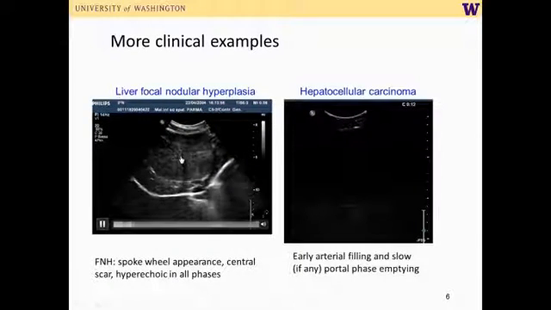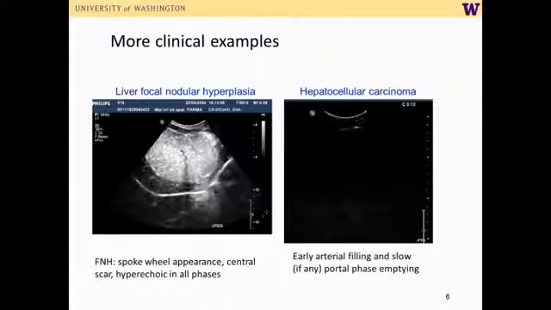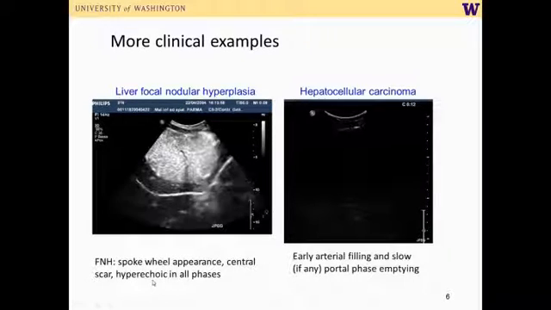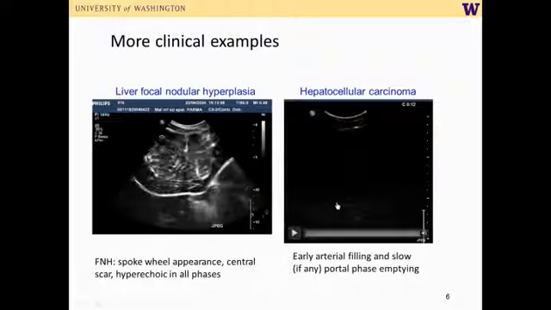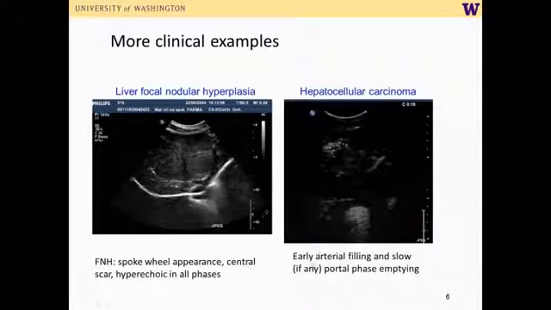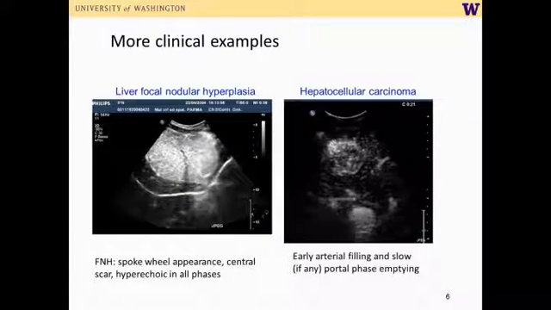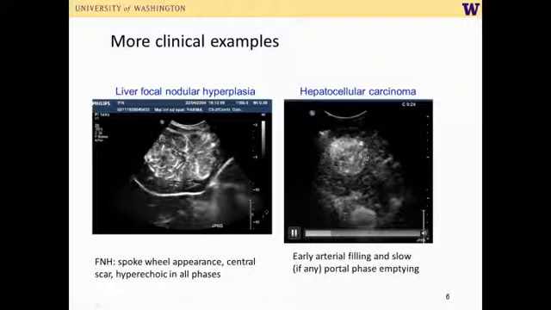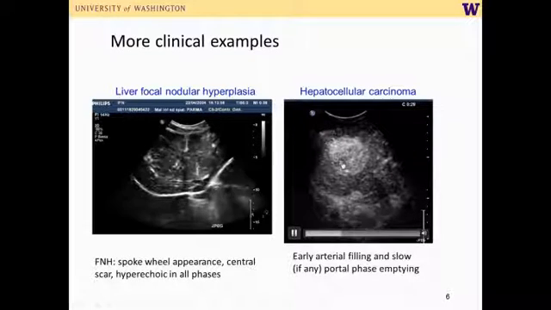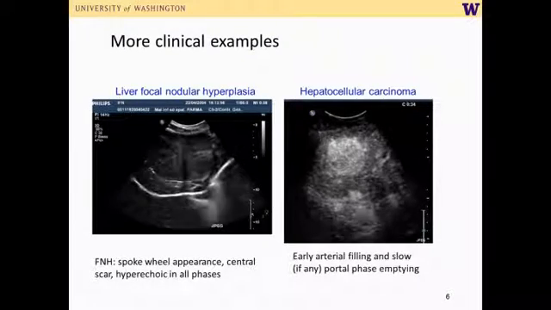Here is another example. This is a liver focal nodular hyperplasia, and we can all appreciate in this case the spoke wheel appearance of an FNH with a central scar and being hyperechoic in all phases. And on the right panel now, we see a hepatocellular carcinoma where we can see early arterial filling and slow portal phase emptying. This is the HCC, and you can see in the arterial phase it was very bright, and now it continues to be bright and washing out very slowly. And we want to be able to quantify these little changes.